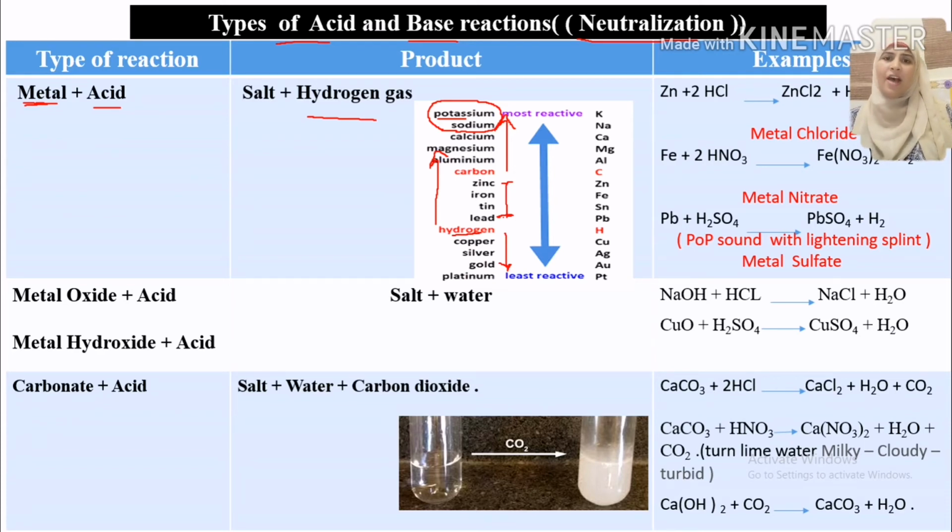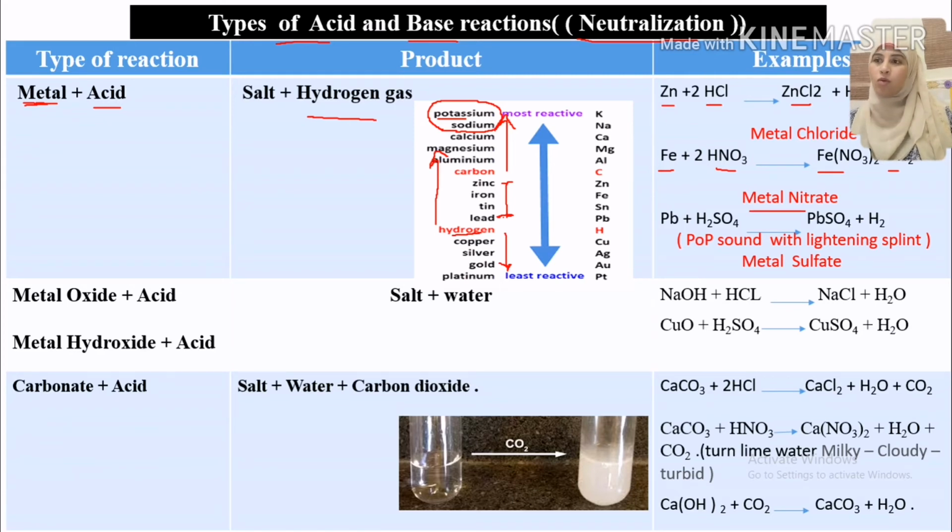According to that, we can see in the first reaction zinc plus hydrochloric acid will form zinc chloride plus hydrogen gas. Zinc is one of the moderately reactive elements. Iron plus nitric acid will form iron nitrate, or ferric nitrate, plus hydrogen gas. We have metal nitrate.